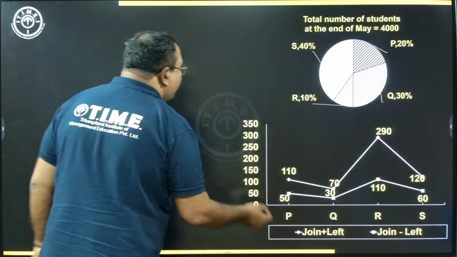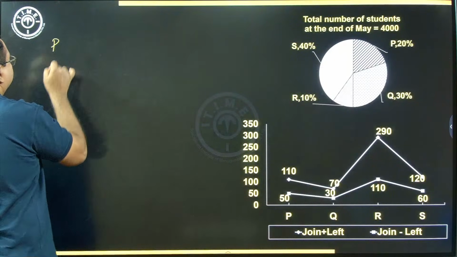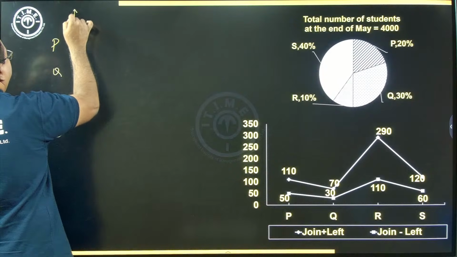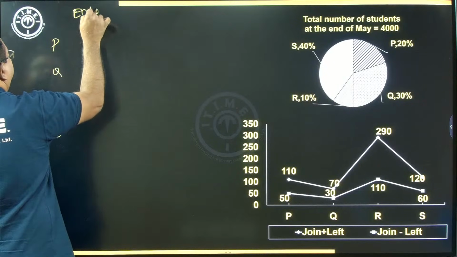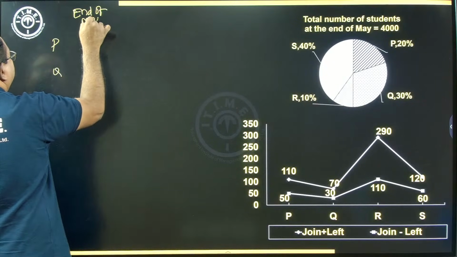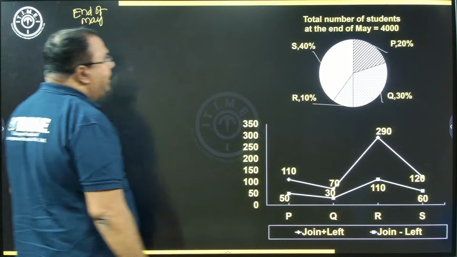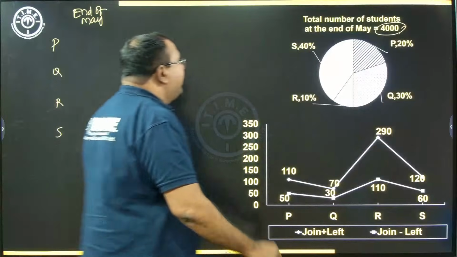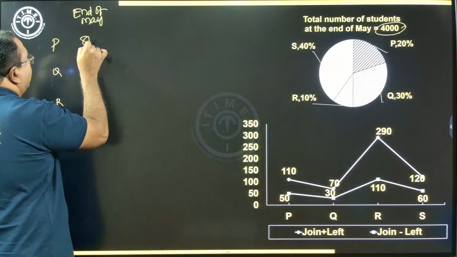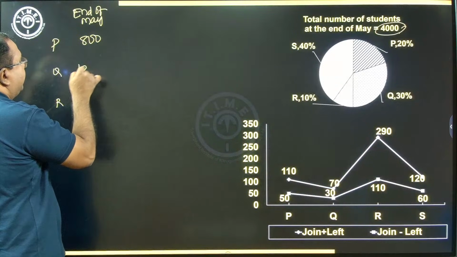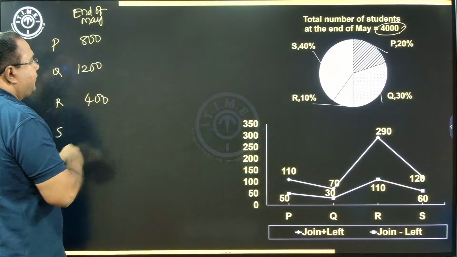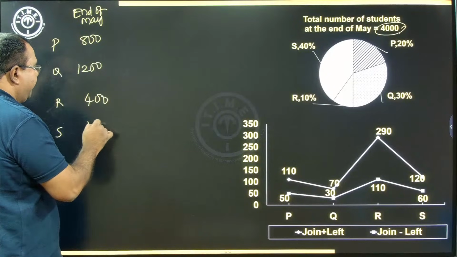Now, P, Q, R, S at the end of May, how many are there? In P, the total in May is 4,000, right? That is given in the data. 20% will be 800. 30% will be 1,200. Or 10% will be 400. Yes, 40% will be 1,600.